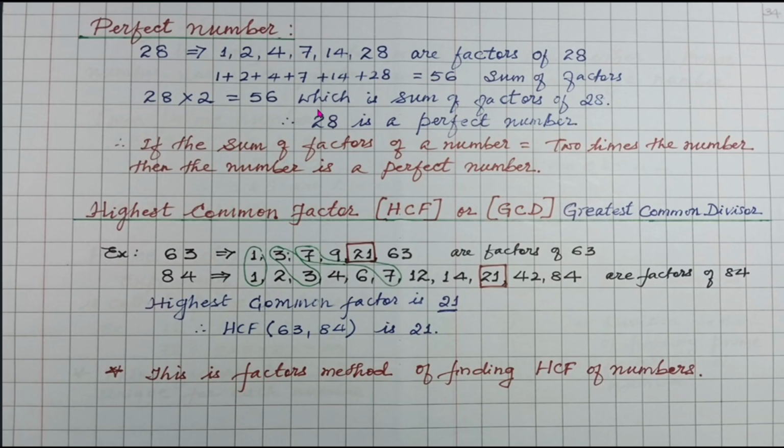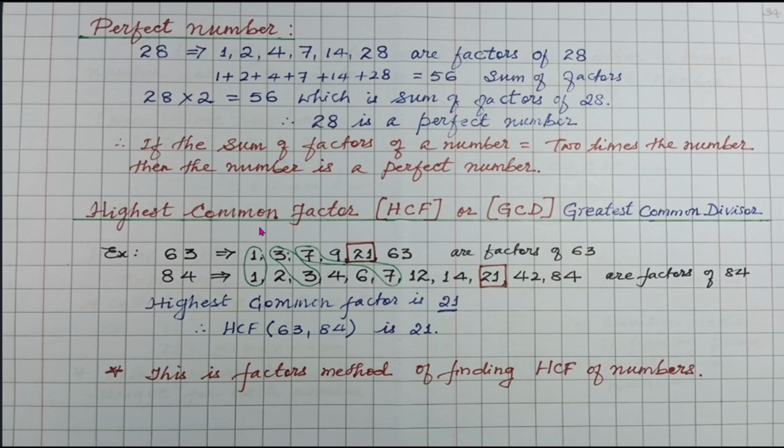That means the sum of the factors of 28 is double the number 28, and therefore 28 is a perfect number. Therefore, if the sum of the factors of a number is equal to 2 times the number, then the number is a perfect number. So that is what a perfect number is. So 28 is a perfect number because the sum of the factors of 28 is twice 28 or double the 28. Okay, so remember that, and therefore it is a perfect number. So like that we can find other perfect numbers also.